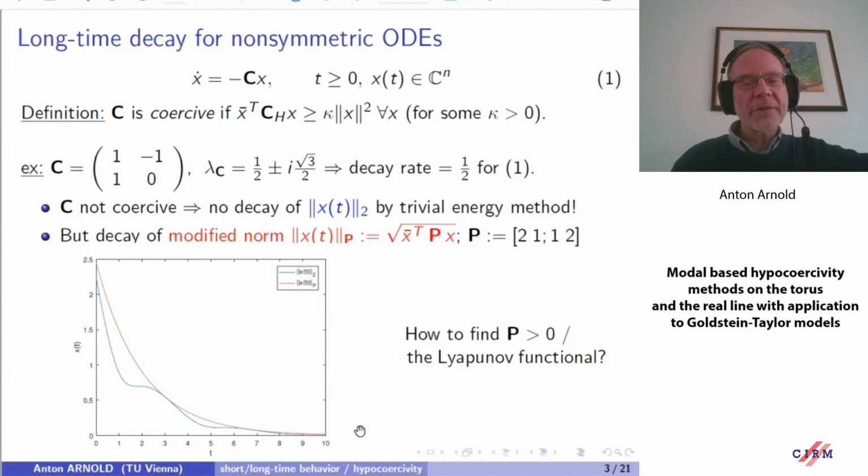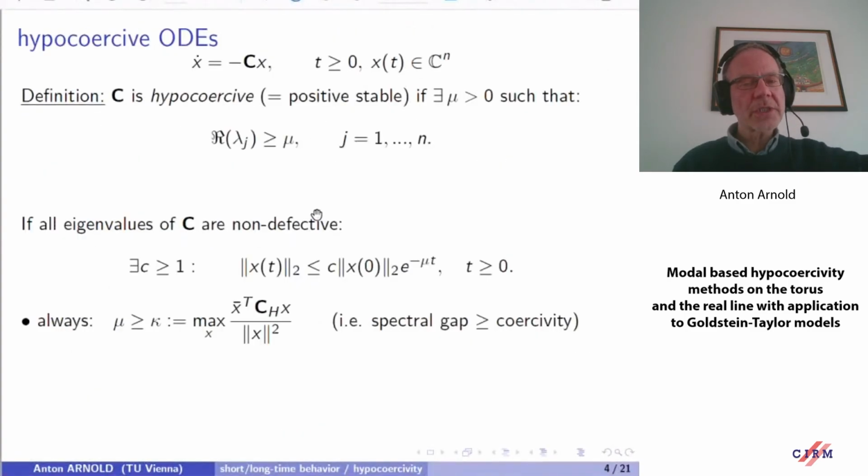So one natural question is, of course, given such an ODE, how do you find or construct this matrix P, which gives you this modified norm as a Lyapunov functional? Just a little bit more terminology. I call a matrix C hypocoercive, in analogy to PDEs, if it has a spectral gap. So all eigenvalues should have a strictly positive real part, with the spectral gap being mu.